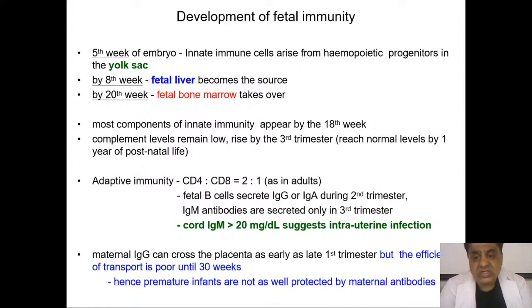I'll be taking a class on congenital infections, like the most important, human cytomegalovirus, down the line. So we'll discuss those congenital infections in a separate class.